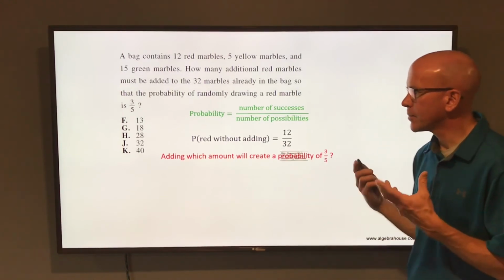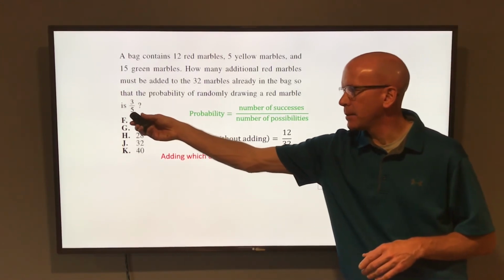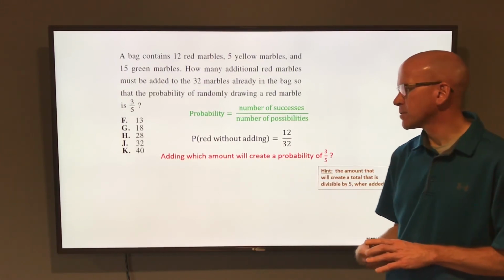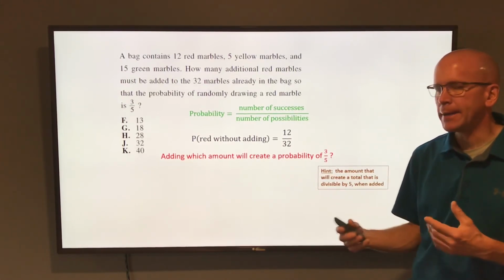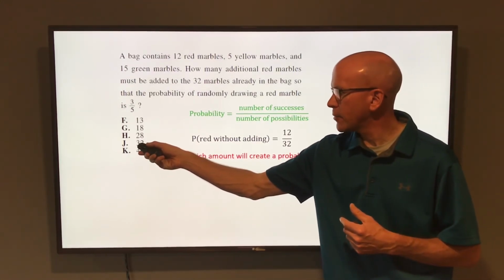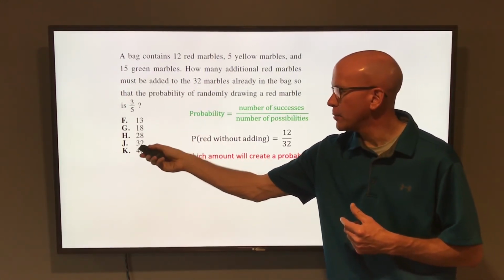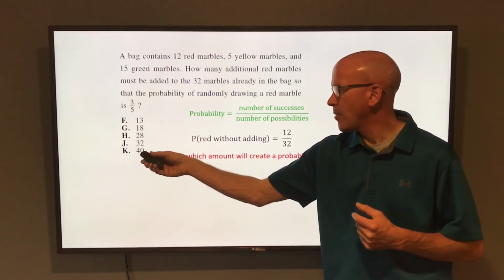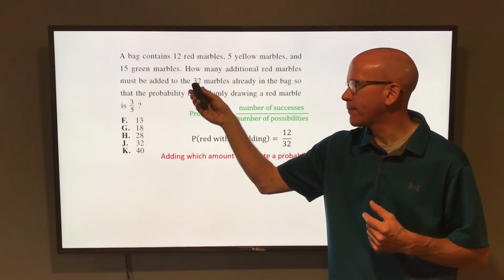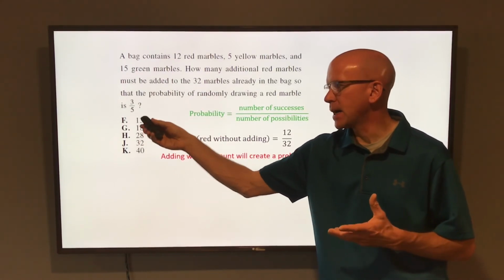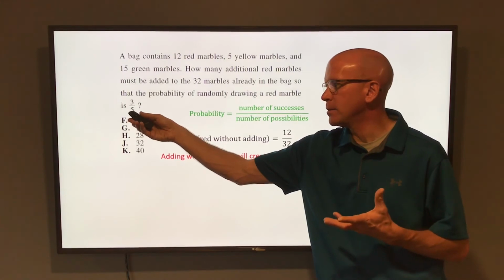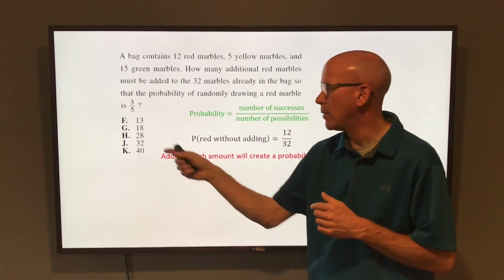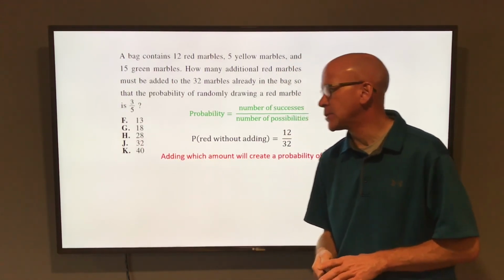Well, one little thing to think about here is that since that denominator is 5, the amount that you add will create a total that is divisible by 5 when you add it. So if you look at those last two, if you added 32 onto the total, 32 and 32, that would make 64. It's not divisible by 5, so it's not going to work here. And then the 40, if you add 40 onto that, 40 and 32 is 72. That's not divisible by 5, so it's not going to reduce to 3/5. So J and K are out right now. It's either going to be F, G, or H.